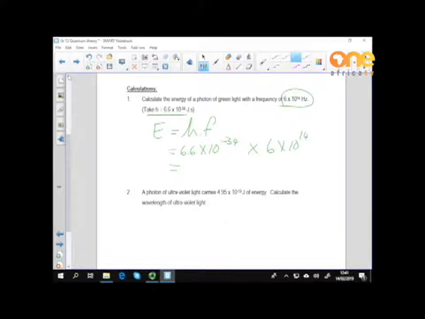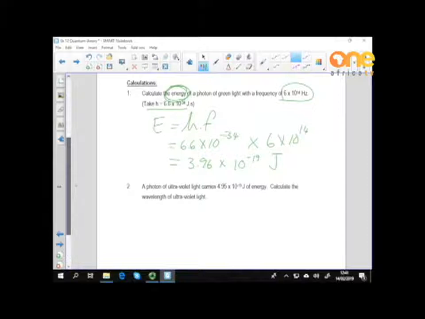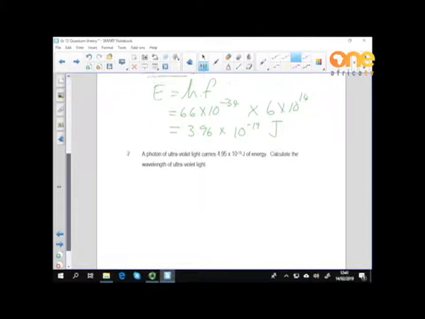The first one, what did you get? 3.96 times 10 to the power minus 19, and the unit must be joule. Any questions there? I think that's just straightforward application of the formula E equals h times f. The energy of a photon is directly proportional to its frequency.